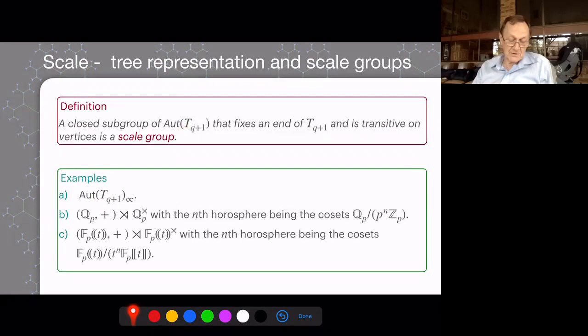Another example is the group of p-adic integers under addition, semi-direct product, the multiplicative group of that field. This is an example of a scale group. It can be represented as acting on a tree, and the nth horosphere is the set of cosets Q_p mod p^n of the p-adic integers. So the p-adic integers fix a vertex in this tree. And then there's a similar example where instead of the p-adic numbers, we take the field of formal Laurent series over some finite field. So these are examples of scale groups.